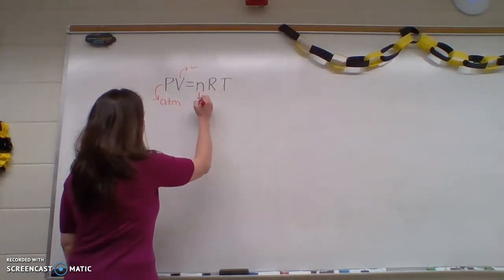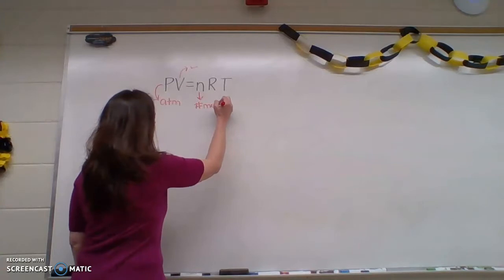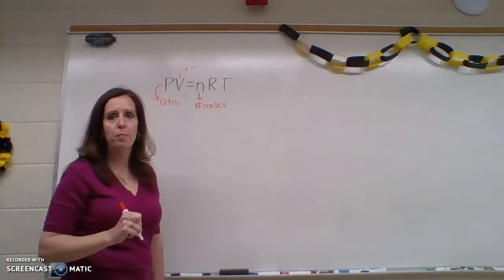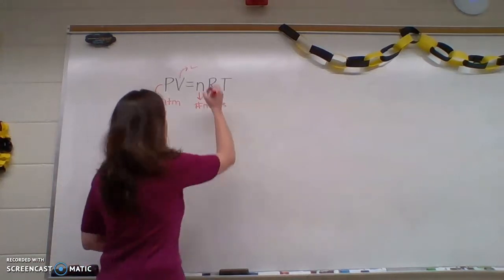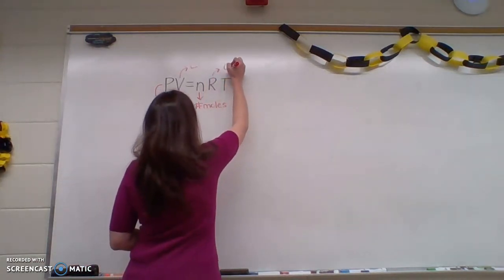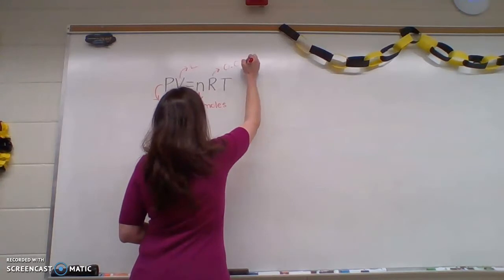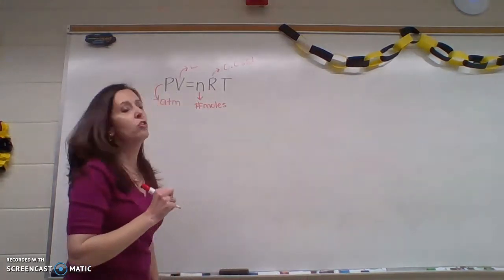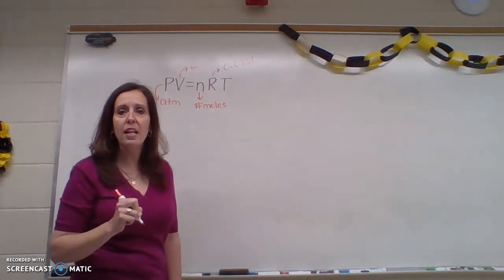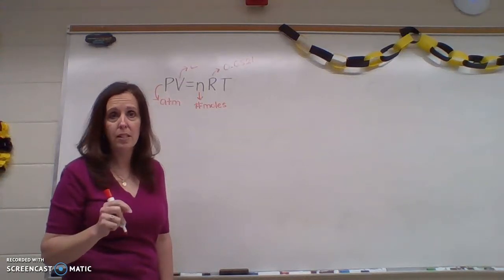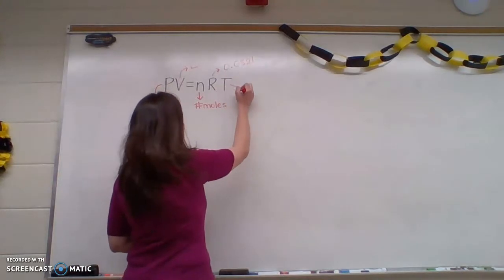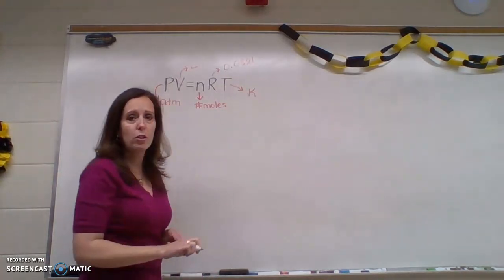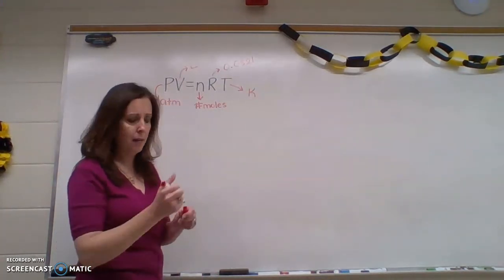N is number of moles, okay? So if I give you grams, convert to moles, plug and chug. R is this constant number. It's 0.0821. That is not a number you have to memorize. That is a number I will give you, okay? And then T is temperature, and temperature is going to be in kelvins, okay?